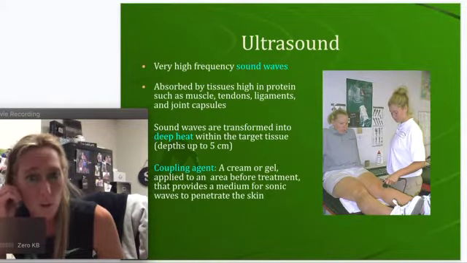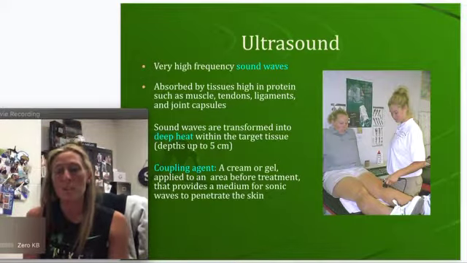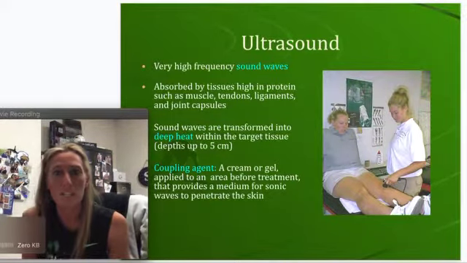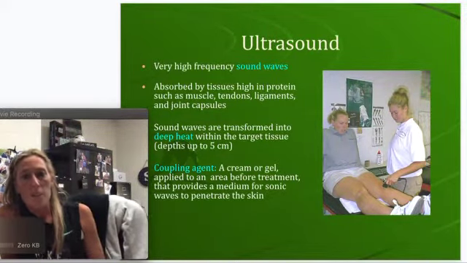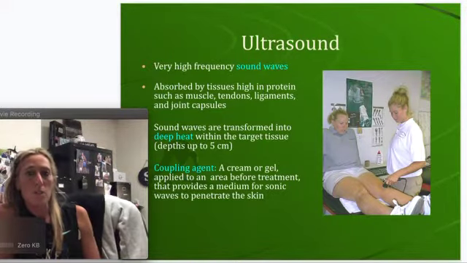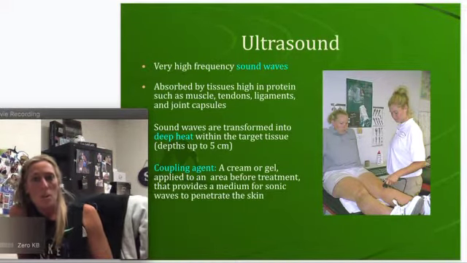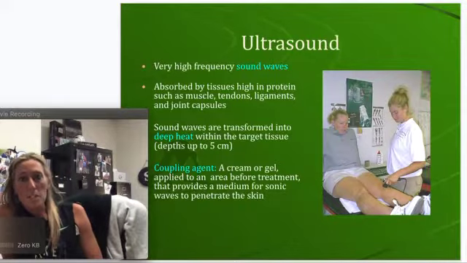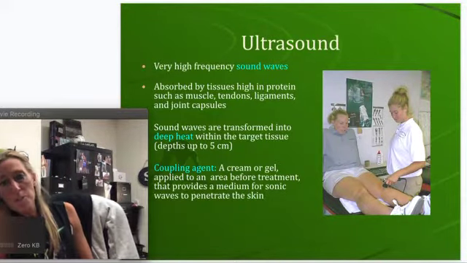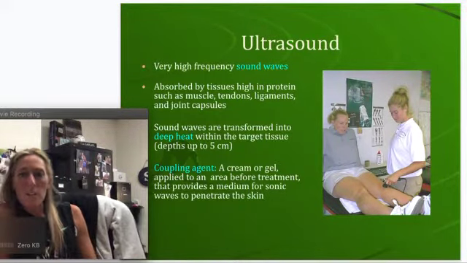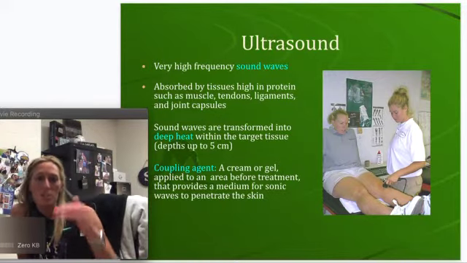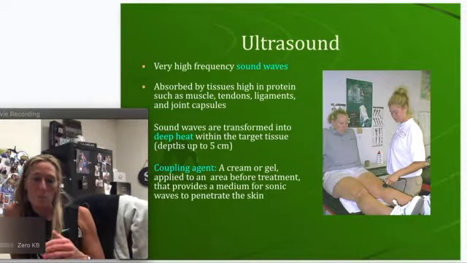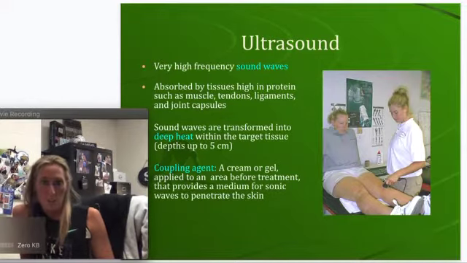Ultrasound is the next one. Ultrasound is very high frequency sound waves, which creates heat. It's a deep heat, absorbed by tissues high in protein such as muscle, tendons, ligaments, and joint capsules. Sound waves are transformed into deep heat within the targeted tissue. I think the next slide, with athletic trainers, they have some choices on how deep that sound wave goes, depending on what your injury is.